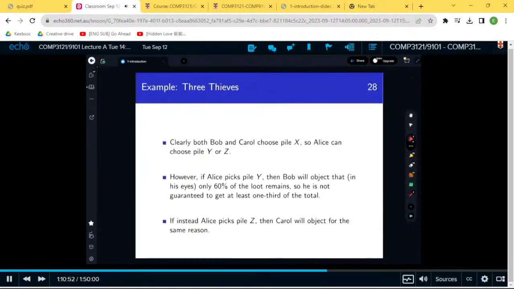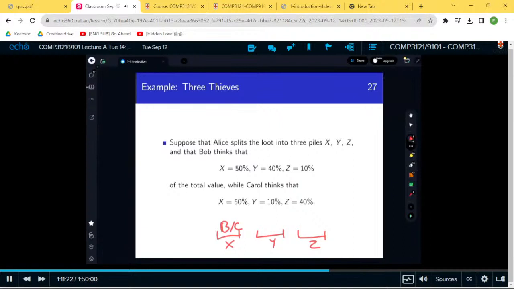Okay, so in that case, it makes sense. Bob will object because now there's only 60% of the loot left once we give 40% from his perspective to Alice. So it might not be possible to satisfy Bob. If Alice instead picks pile Z, then Carol will object for the same reason. Right? So let's say we give Z to Alice, then from Carol's perspective, basically 40% of the loot is gone. Now 60% needs to be shared between Alice and Bob, and this might not be possible in a way that gives at least 1/3 each.